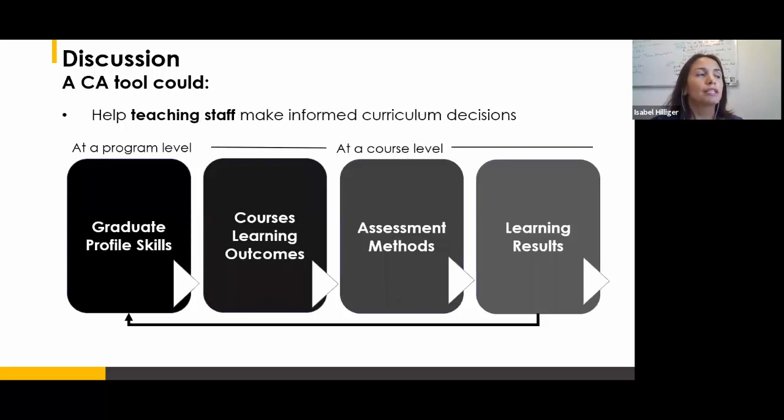As well, a curriculum analytics tool could help teaching staff to have more informed discussions about the curriculum, because of having this relationship between a graduate skill, a specific behavior, and an assessment tool. If students are failing, then the teaching staff can see that the proficiency levels are low, and they could make changes in their courses because there is a clear relationship between a course level element and a program level element.